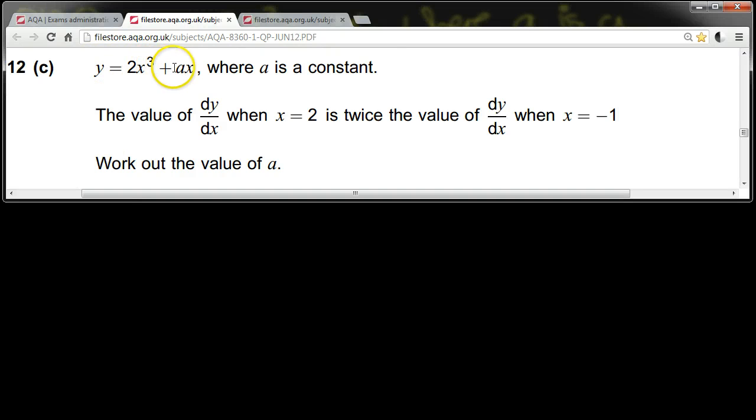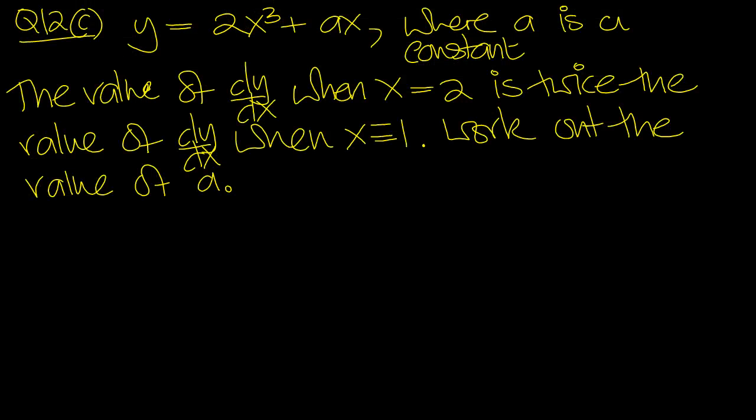y equals 2x cubed plus ax, where a is a constant. The value of dy/dx when x equals 2 is twice the value of dy/dx when x equals minus 1. Work out the value of a. So let's have a look at dy/dx then. So here, what does dy/dx equal then?